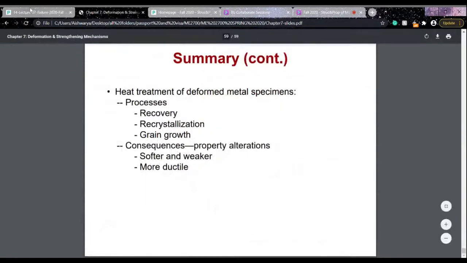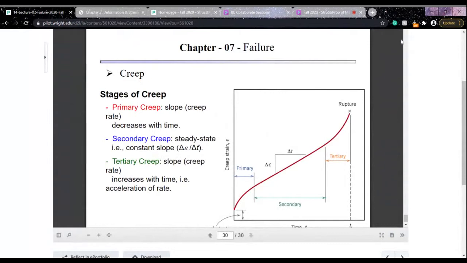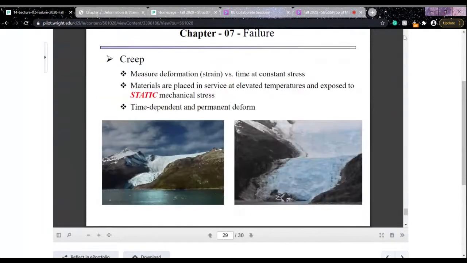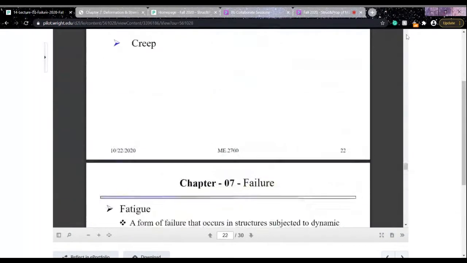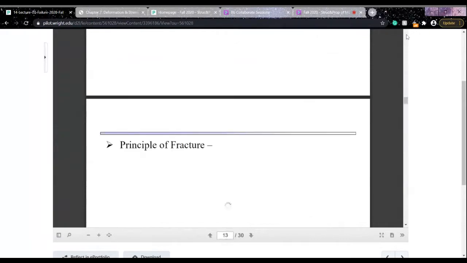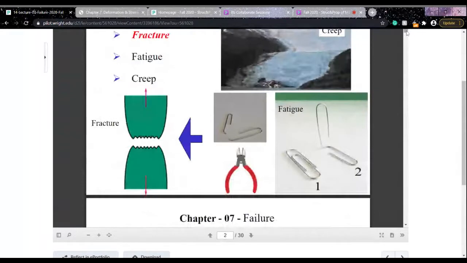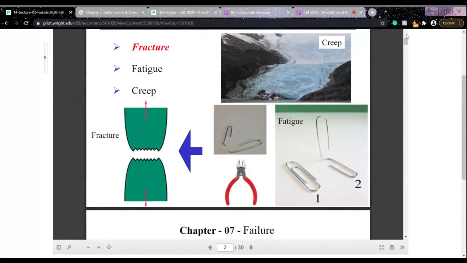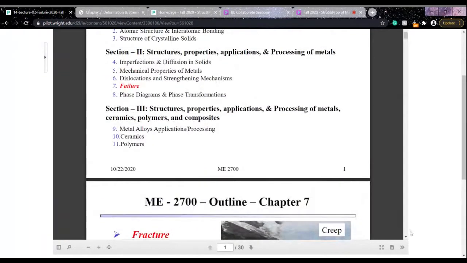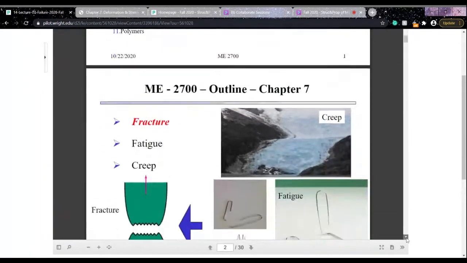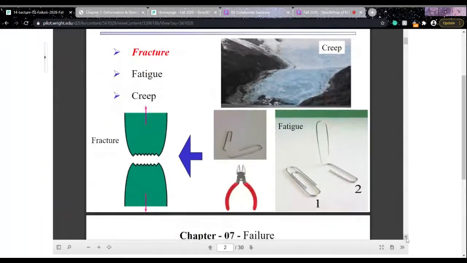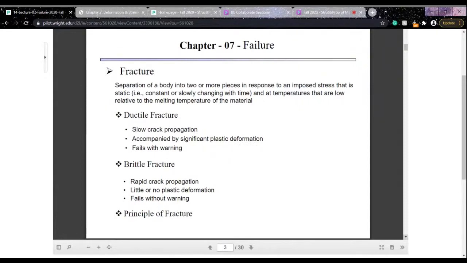Now let us see these failure mechanisms. For failure, we have mainly 3 types of failure. One is the fracture, and then we have the fatigue failure, and then the creep. In fracture, we have 2 different types of fracture. One is the ductile fracture and one is the brittle fracture.